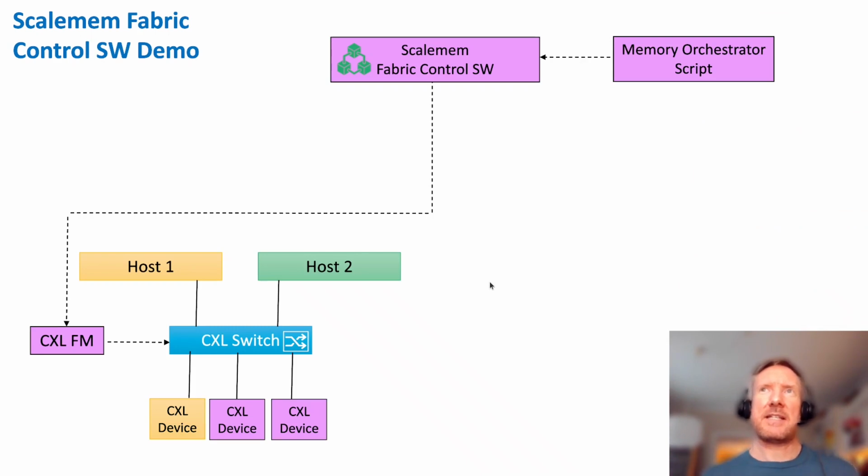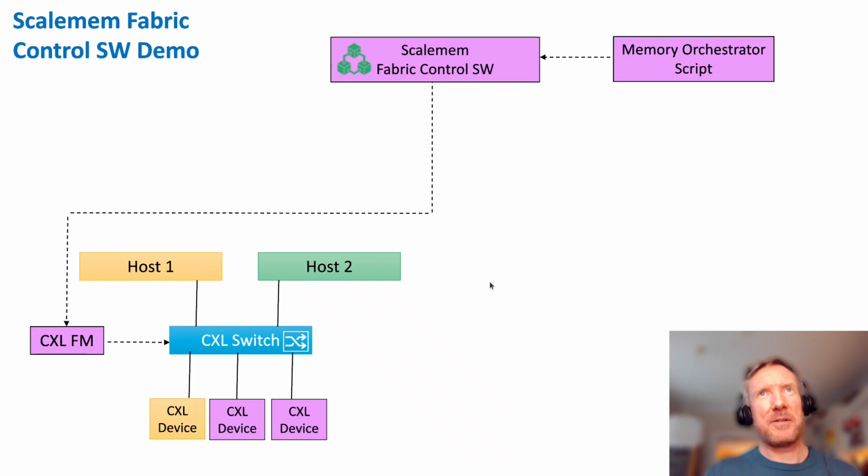Then we have a simple orchestrator script here to illustrate integration with an orchestrator or resource manager. And all it does is monitor the memory usage on each host. And as the memory usage gets high, it allocates more memory as needed by telling the Fabric Manager to allocate a CXL memory device to that host. So here we have allocated a device to host 1.